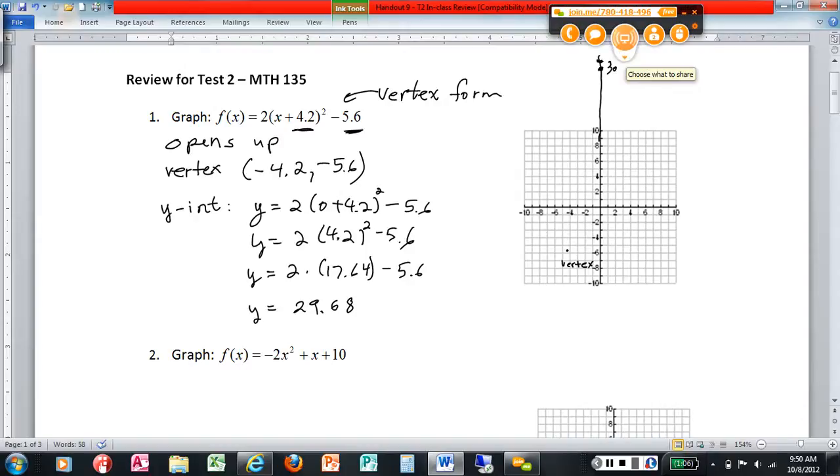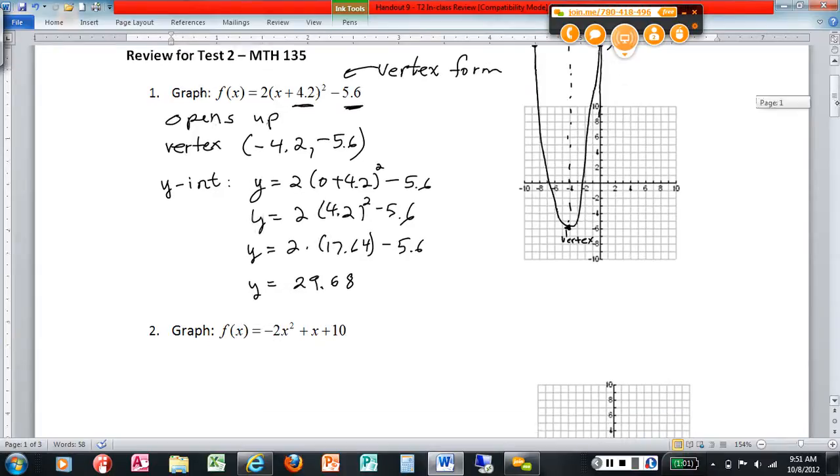All right, and then by symmetry, we know there's a line of symmetry right down the middle, down the vertex. If you draw that symmetry line there, then there's another point, same distance across from that y-intercept, right about there, we'd say. And so if we do that, the vertex and the y-intercept, you're going to get something vaguely similar to this. Okay? All right, so in that form, that's how we go about graphing that.